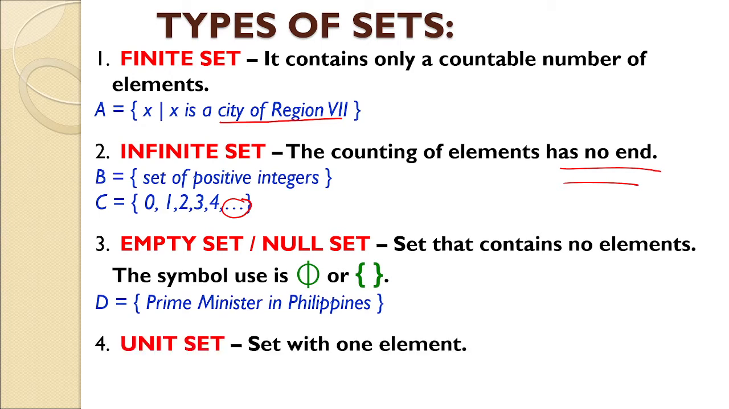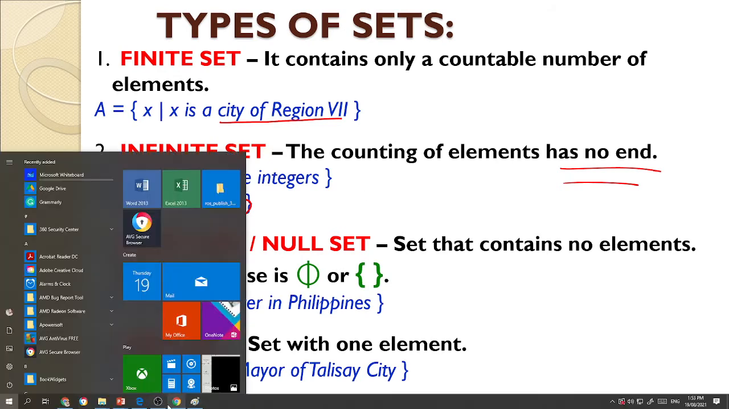Okay? Now let's have unit set. Unit set meaning a set with only one element. Incumbent mayor of Talisay City. Kinsay incumbent mayor ninyo karon sa Talisay? Si Mayor Samsam. Siya ra usa or naay laing mayor sa Talisay? Wala nay lain. So mao na gitawag nato unit set. Usa ra ka answer ana niya.